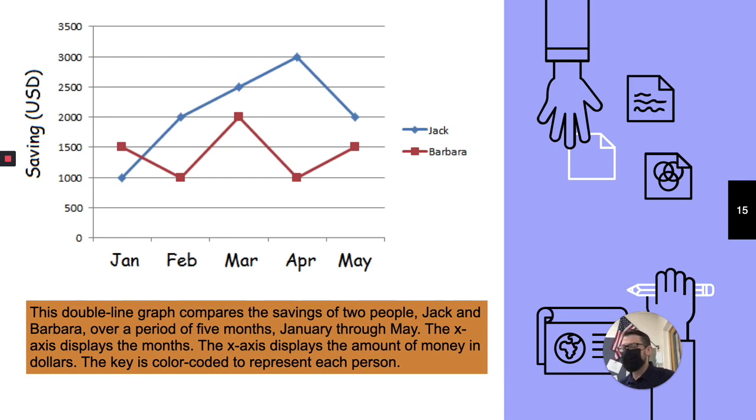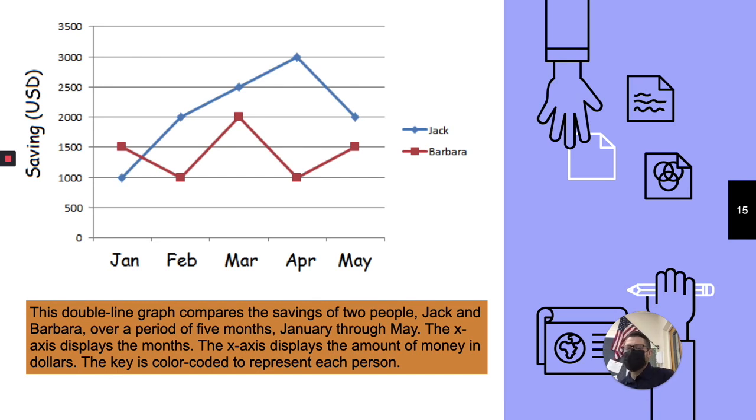Now, we can figure it out based on what's given to us. We have the months going across the bottom, so January, February, March, April, May, and then on the side it says savings. USD stands for United States dollars, so how much money you're saving. So we can interpret that this graph is telling us something about the saving patterns of Jack and Barbara, whoever these people are. But if we put a title, it would be much more obvious what this graph is trying to tell us.